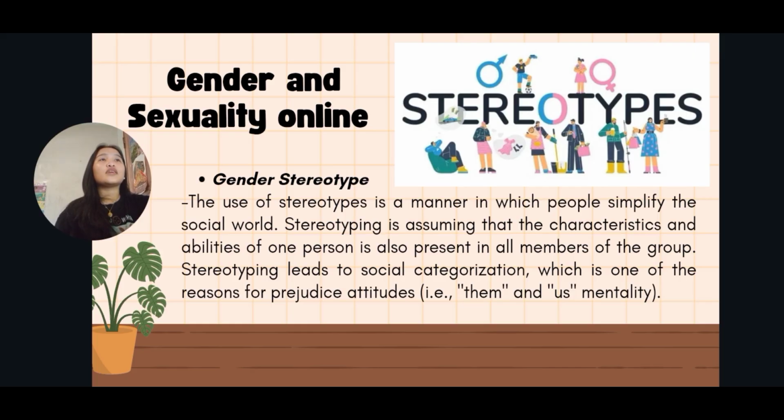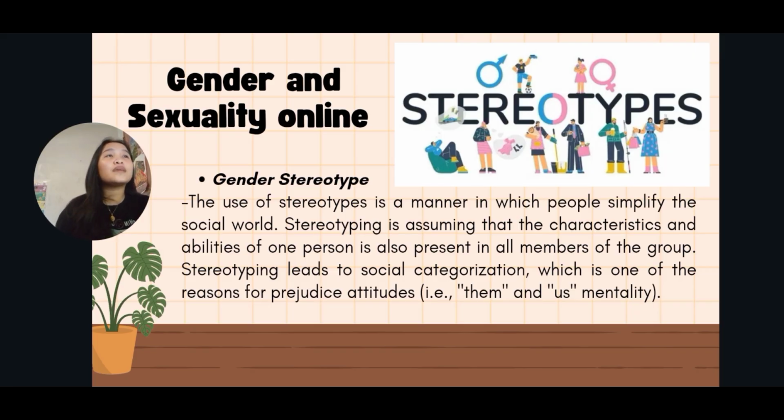Another example, if one man is good at fixing things, then people assume that all men are able to fix things. Even if that's not the case, they generalize about people. So, this is wrong because individuals are different, even within the same group.